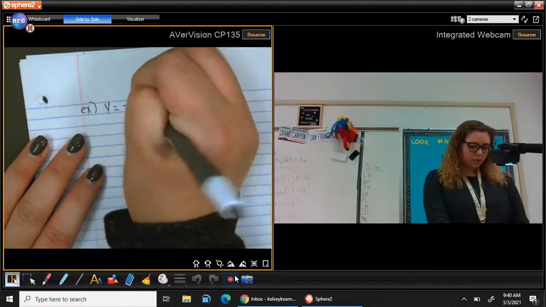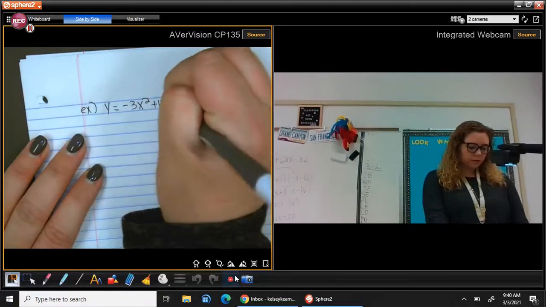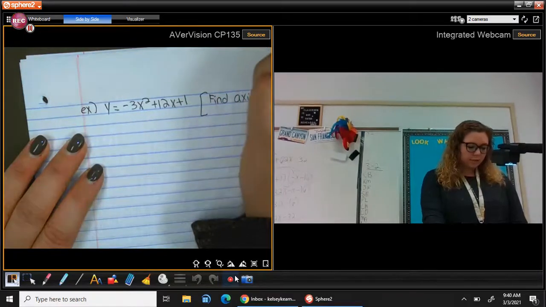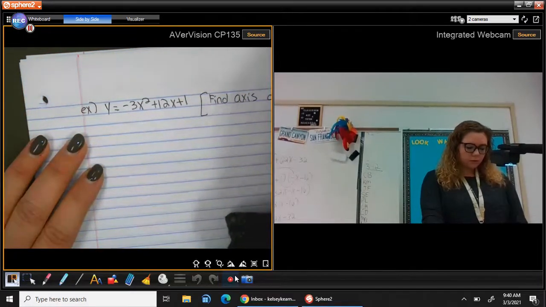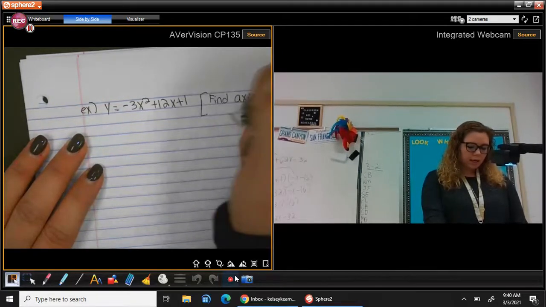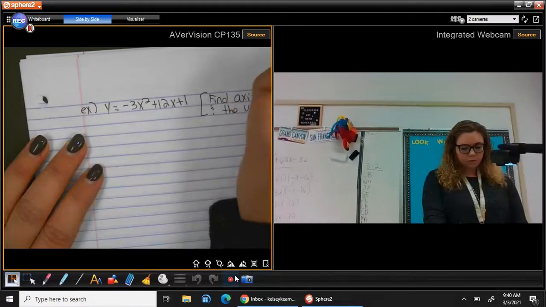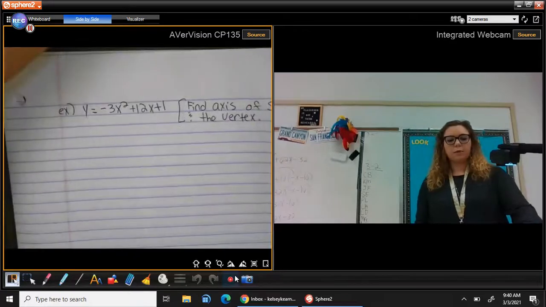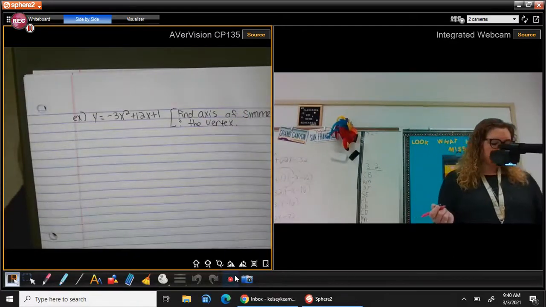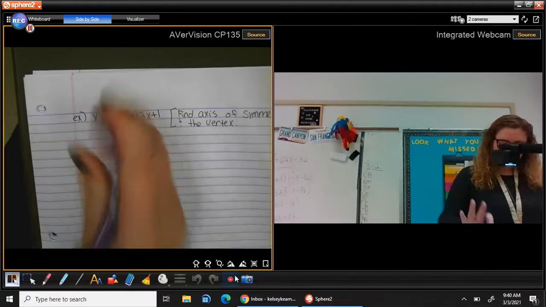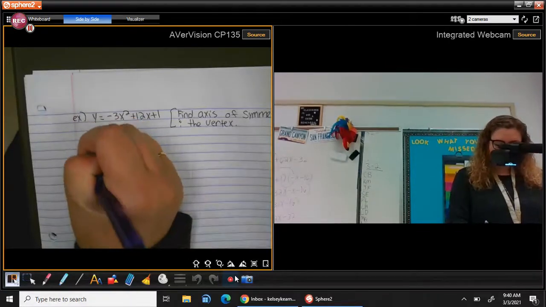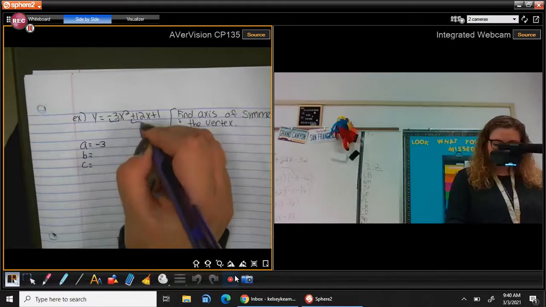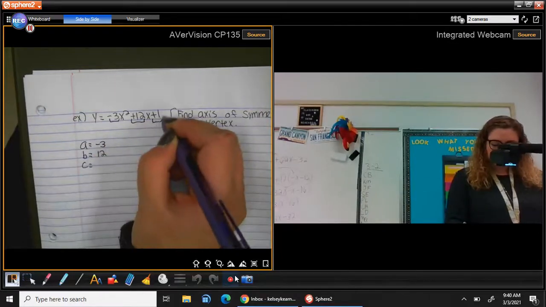Y equals negative 3x squared plus 12x plus 1. And again, you're going to find the axis of symmetry and the vertex. So step 1, I'm going to find my axis of symmetry, and I'm going to write out all my values. So A equals, B equals, C equals. A this time is negative 3, B is positive 12, and then C is positive 1.